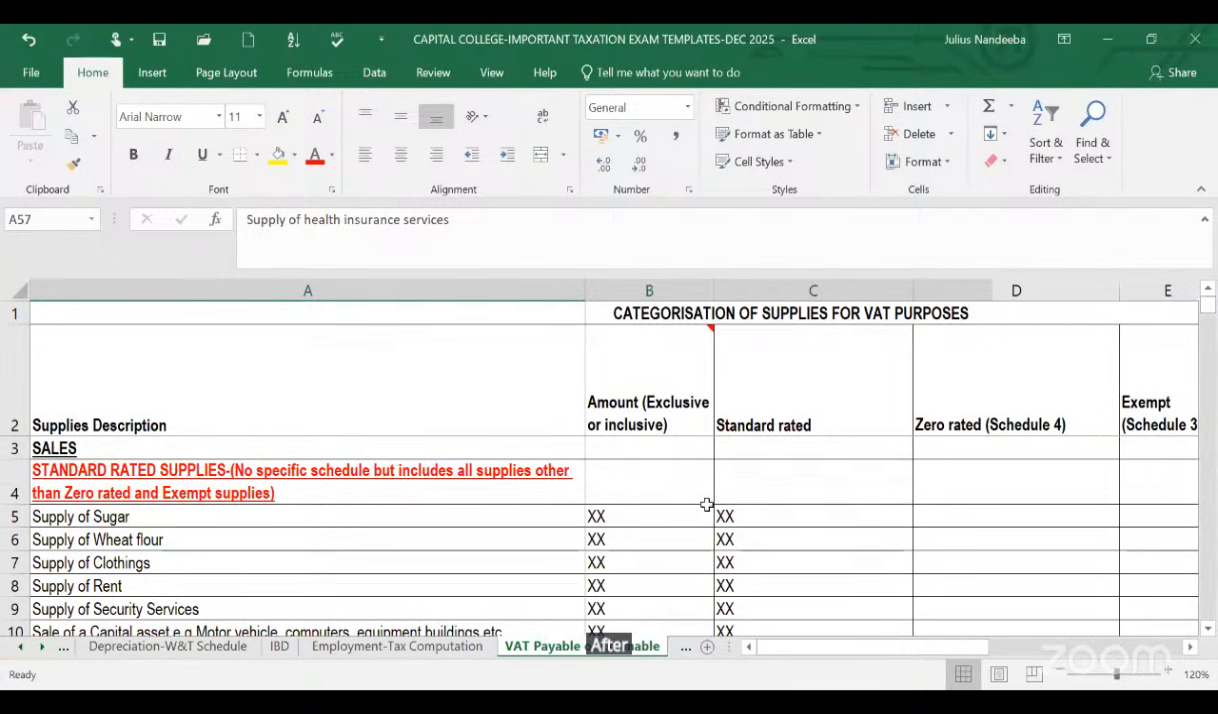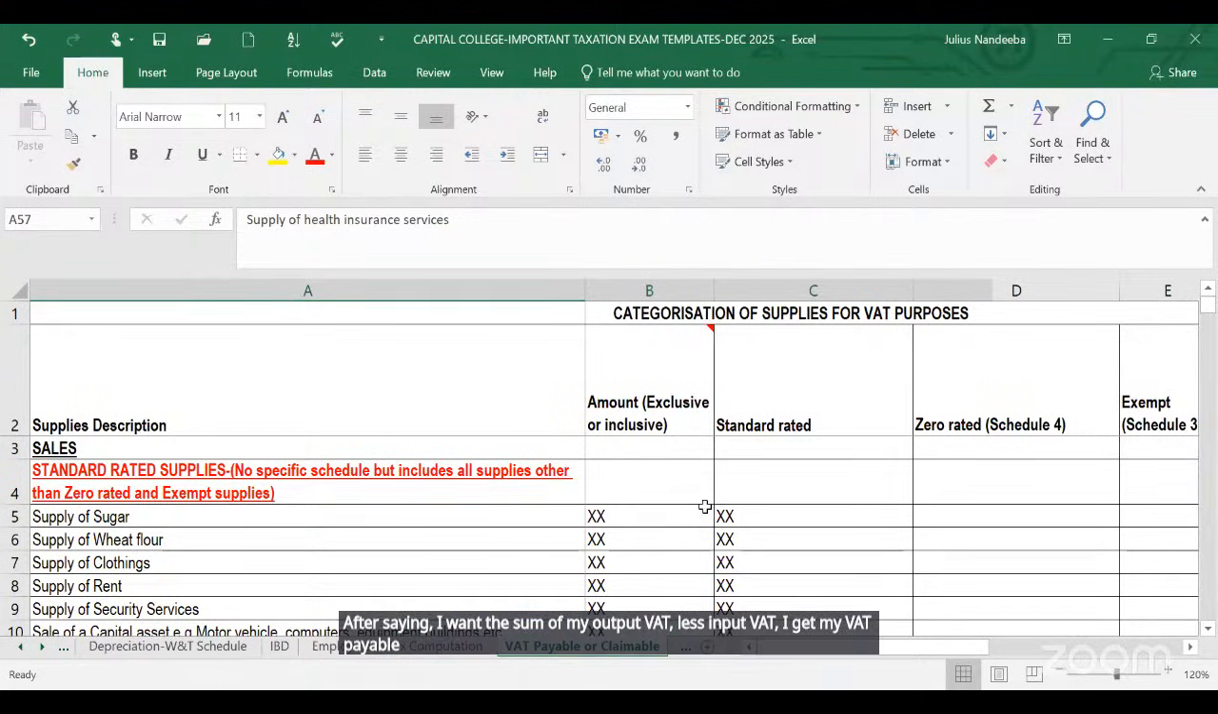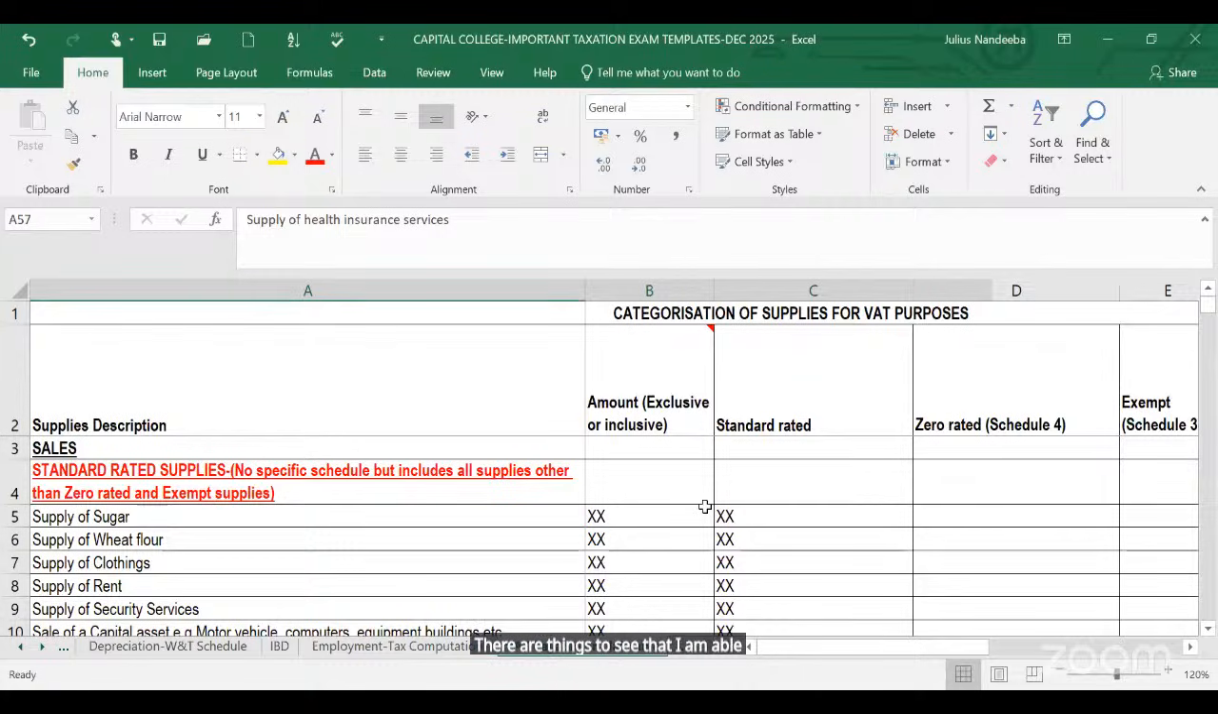after drawing the other formula that we have talked about, after saying I want the summary of my output VAT, less input VAT, I get my VAT payable, claimable, I remove offset, I add back what I have withheld from others, I subtract what they have withheld from me, I now go back to the schedules as workings. The workings to see that I am able to generate output, I am able to generate input that I'm going to feed into my formula.